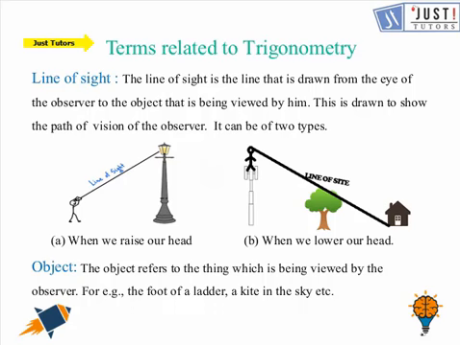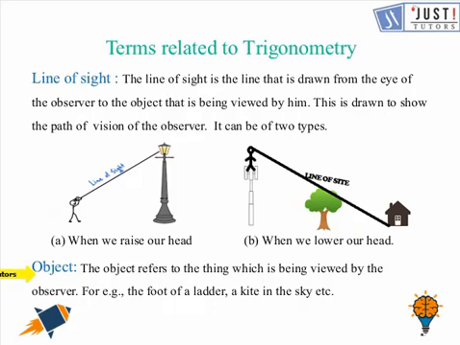The first term is line of sight. The line of sight is the line that is drawn from the eye of the observer to the object that is being viewed by him. As you can see in the pictures, this is drawn to show the path of the vision of the observer. It can be of two types. The first one where you raise your head for looking at some objects, and the other one where you lower your head to look at some objects.